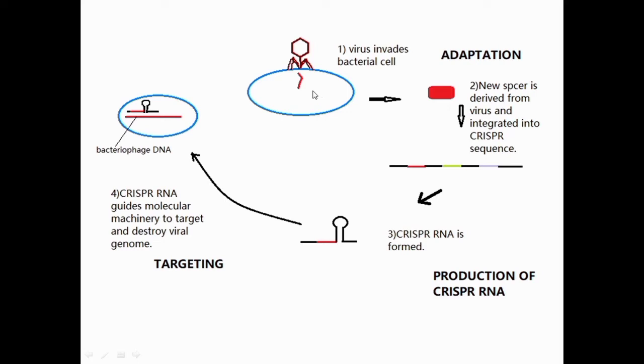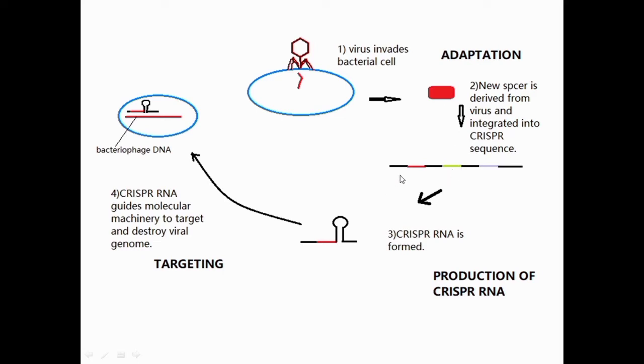Now what will happen is, if somehow this bacteria survives, what will the bacteria do? The bacteria will cut this bacteriophage DNA, take out a specific DNA segment from the entire bacteriophage DNA, and integrate that specific DNA segment within the bacteria's own DNA.